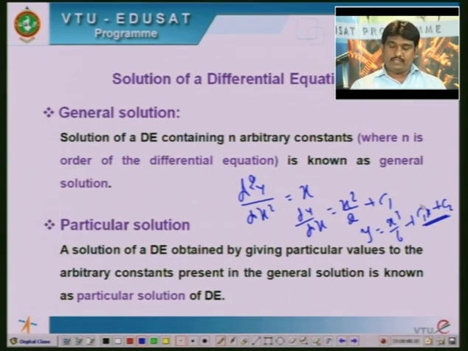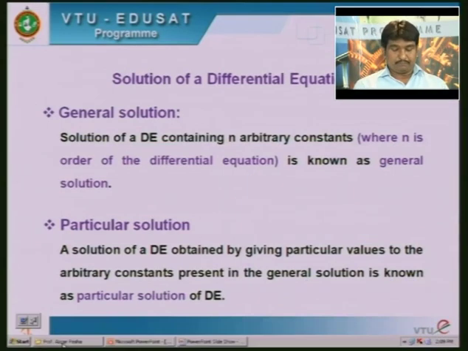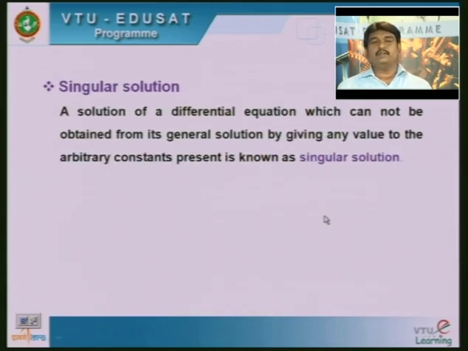If we specify these two constants, if we give some specific values for c1 and c2, then the solution is known as a particular solution. For example, y equals to x cube by 6, in place of c1 write 2, in place of c2 write 3. This is a particular solution of the given differential equation. Apart from these two, there is another kind known as a singular solution of a differential equation. What is a singular solution? It's a solution of a differential equation which cannot be obtained from its general solution by giving any arbitrary value to the arbitrary constant present in the general solution.